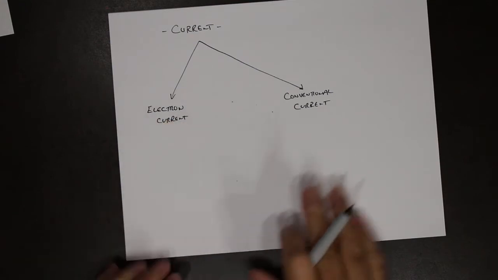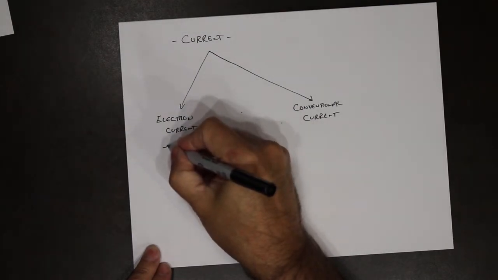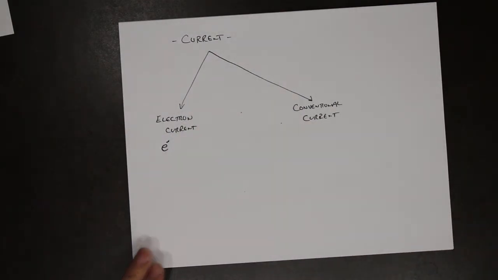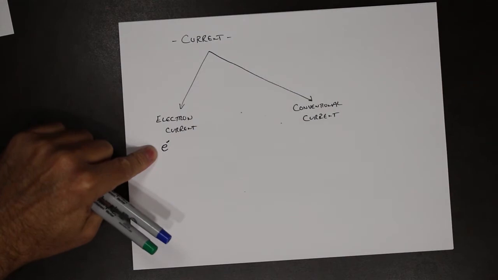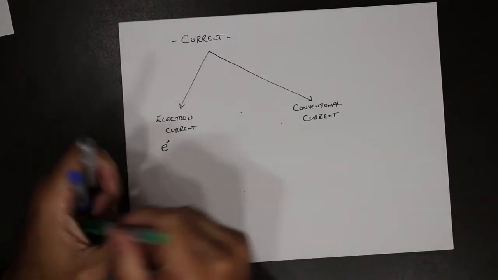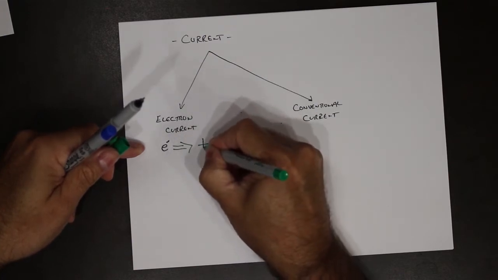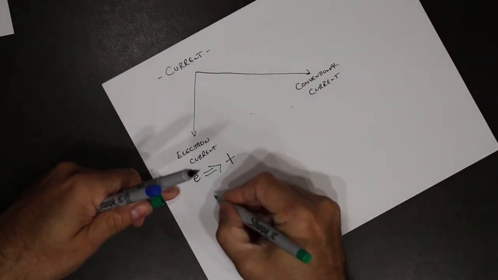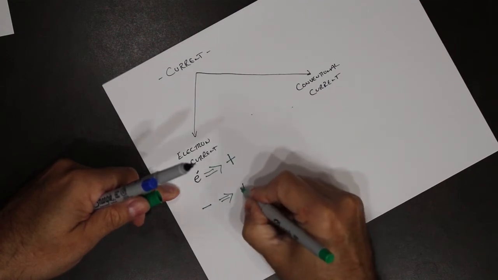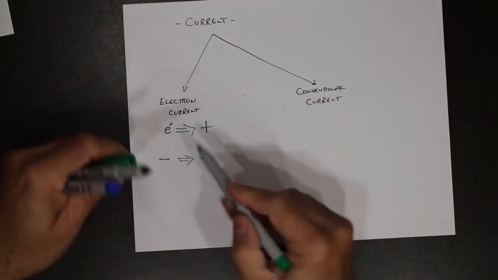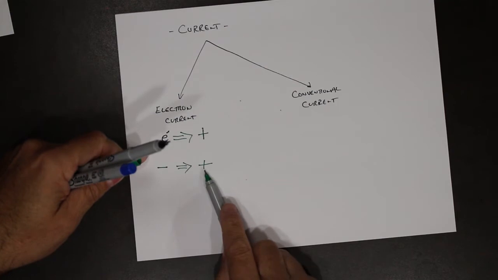In electron current flow, we focus on the negatively charged electrons. Where do the electrons want to go? They want to go to somewhere that is positive. So the flow is from negative to positive. If we focus on the movement of the electrons themselves, it goes from negative to positive.